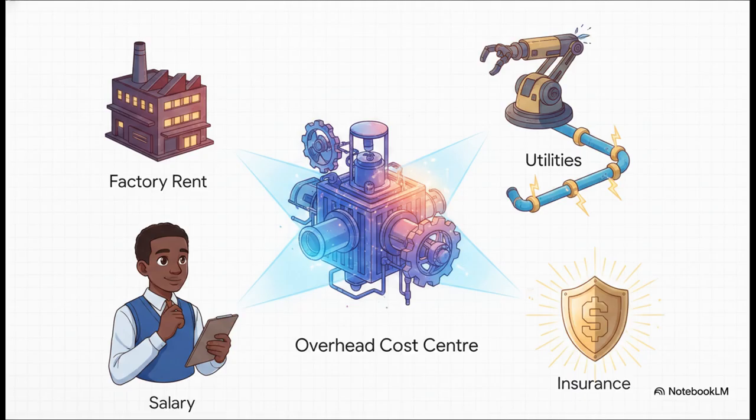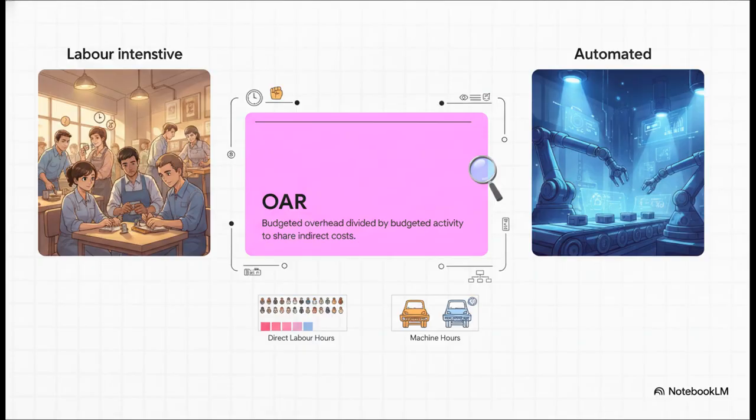To share these indirect costs fairly, we use a mechanism called the Overhead Absorption Rate, or OAR. The math here is actually pretty straightforward. Just take your budgeted overhead and divide it by your budgeted activity level. You just have to pick the right base. If your factory is super labor-intensive, you'd use direct labor hours. If it's highly automated, you're going to want to use machine hours.